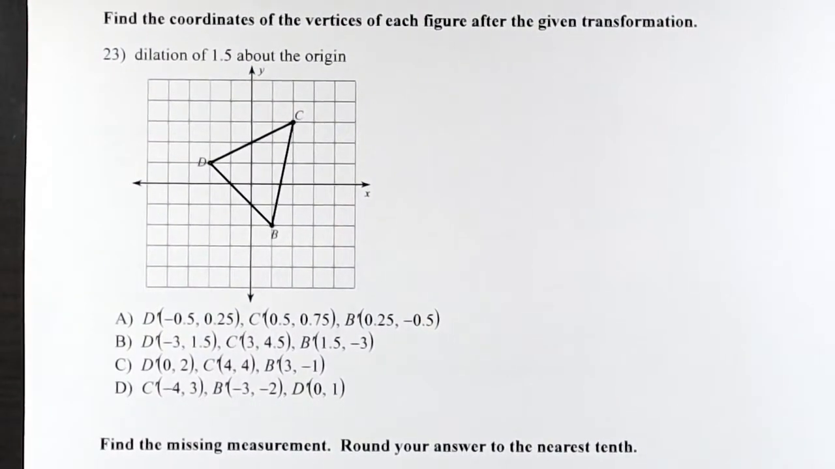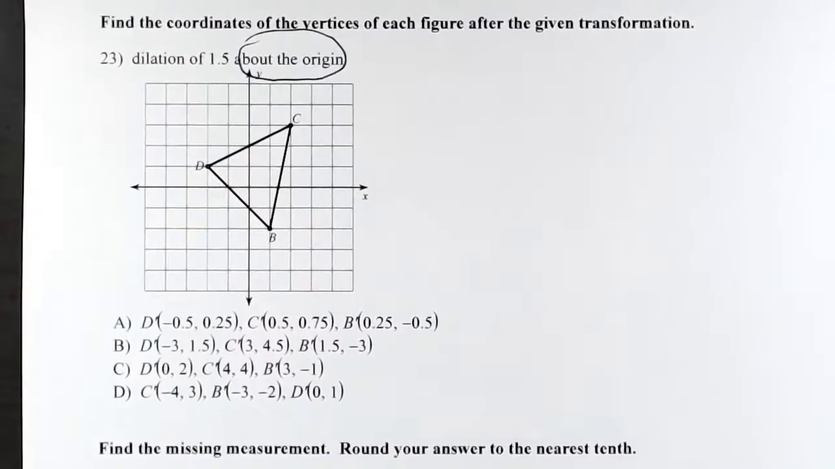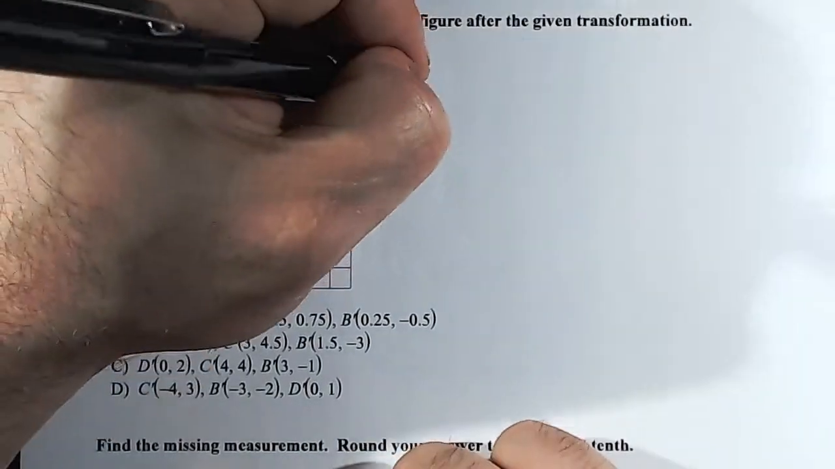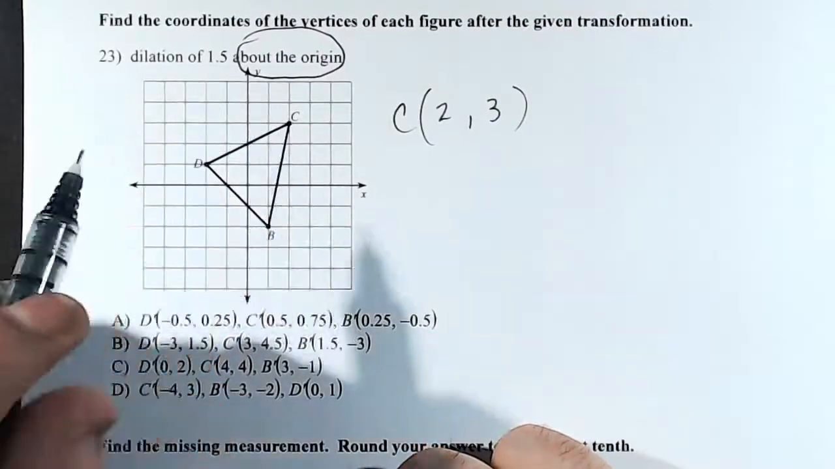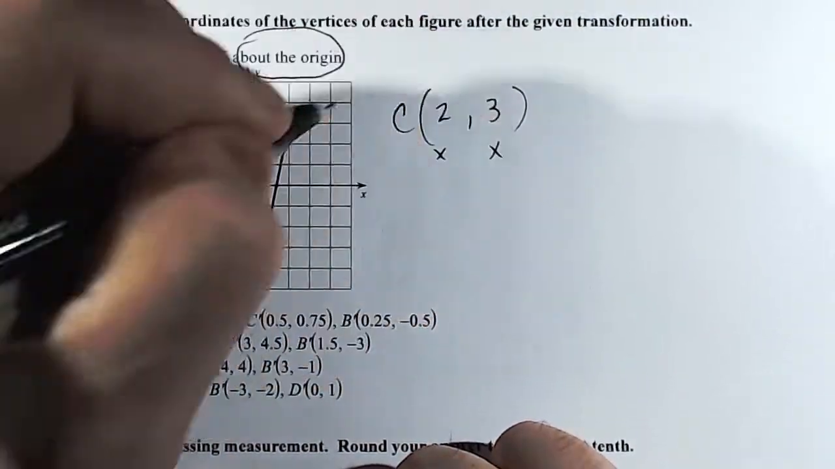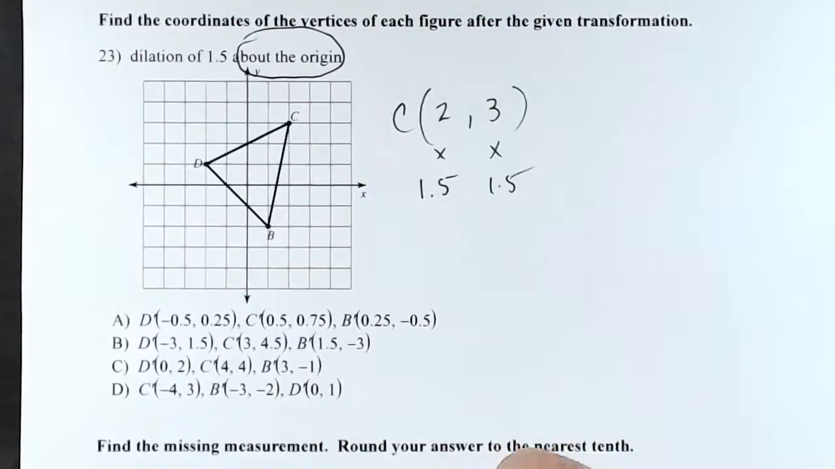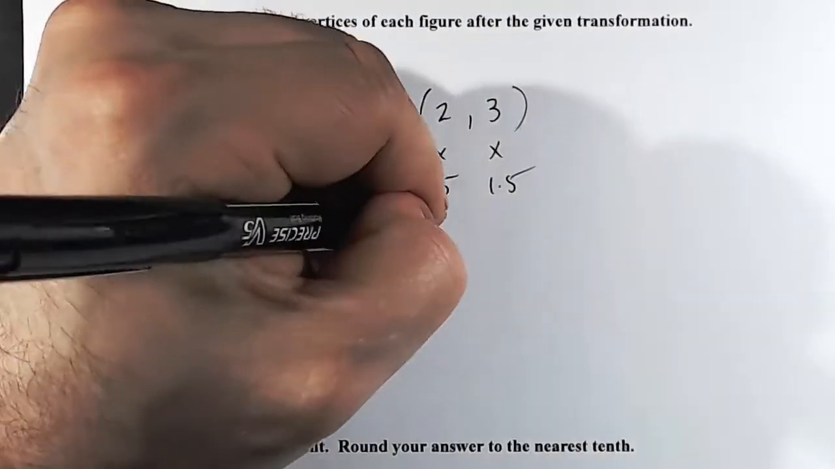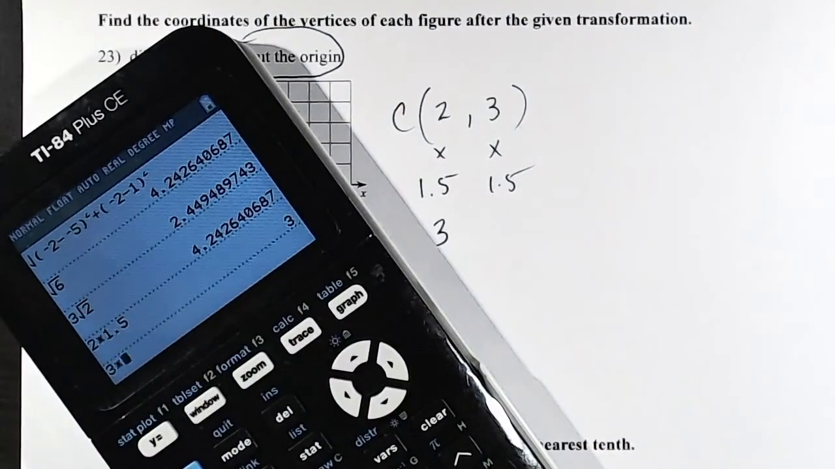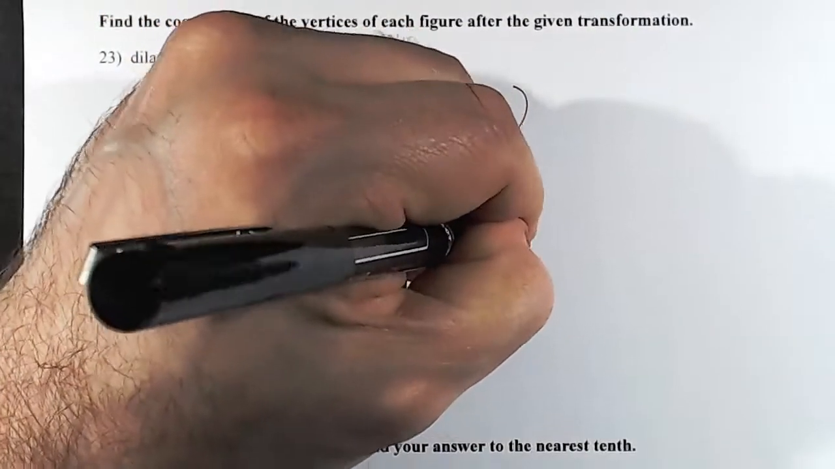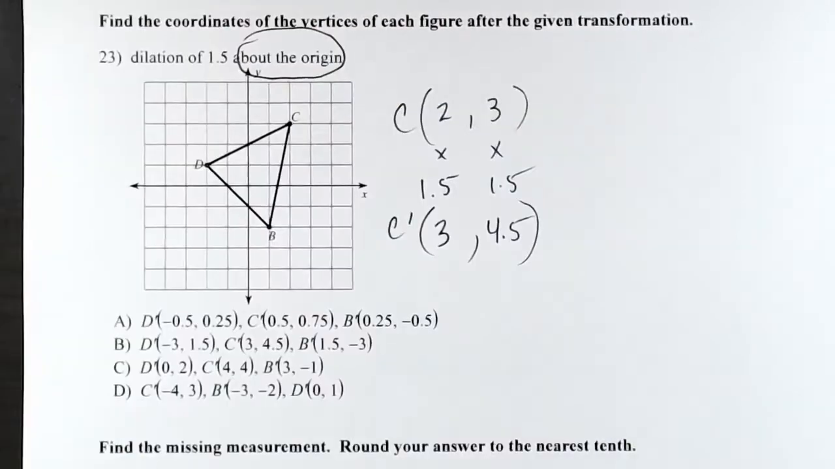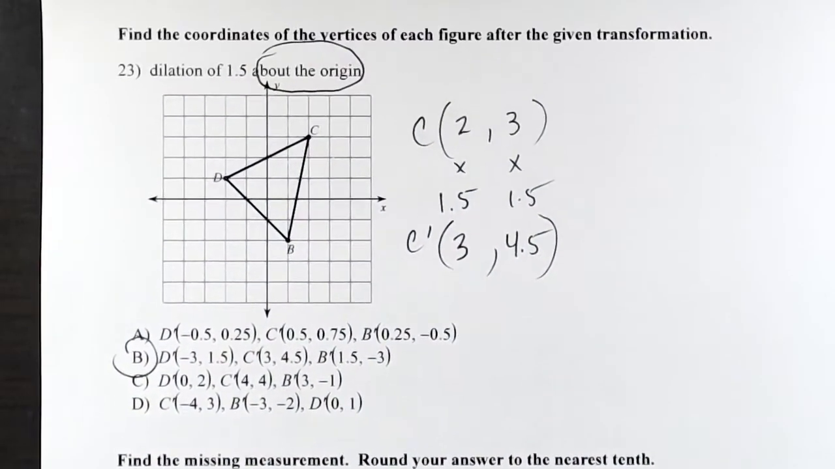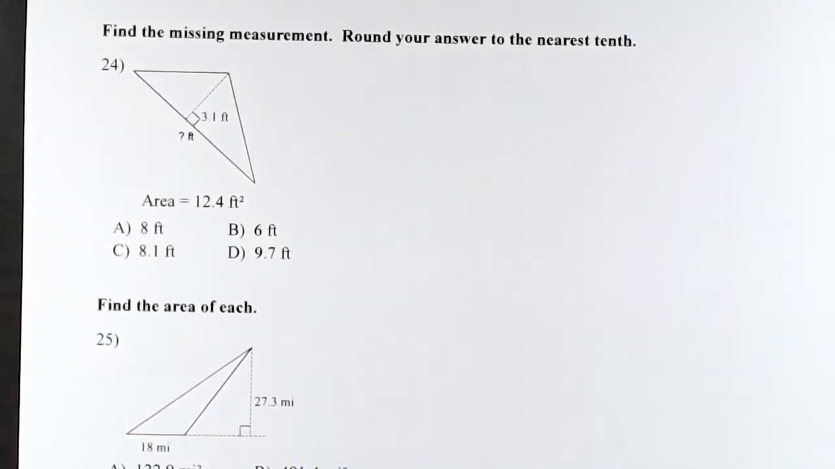Dilation of 1.5 about the origin. Again, about the origin makes this so much easier. Just take a point. C coordinates are at 2, 3. Dilate about the origin by 1.5. So we're just going to multiply both these coordinates by 1.5. 2 times 1.5 equals 3. 3 times 1.5 equals 4.5. So C prime is at 3, 4.5. Let's go find it right there. I see it. It's B. That's 23. 24, find the missing measurement.